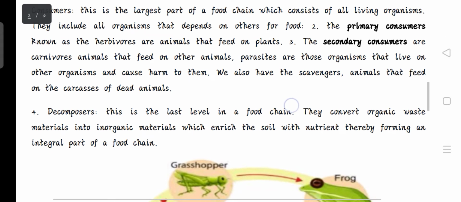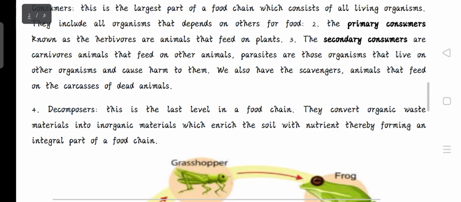Then we have the scavengers. The scavengers feed on the carcasses of dead organisms, so they are known as the scavengers. Examples are the vultures and the hawks. Then fourth, we have the decomposers. These are called decomposers because they have the ability to break down the dead organisms and convert the organic materials to inorganic materials, thereby enriching the soil nutrients.